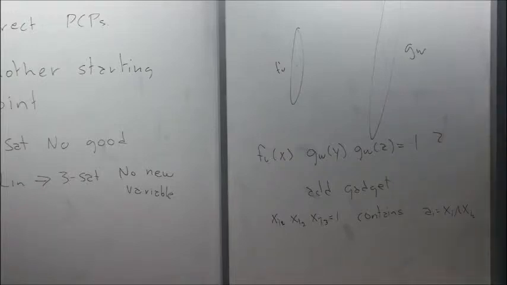Suppose we know that the origins of these two are in fact f_U of x and g_W of y.